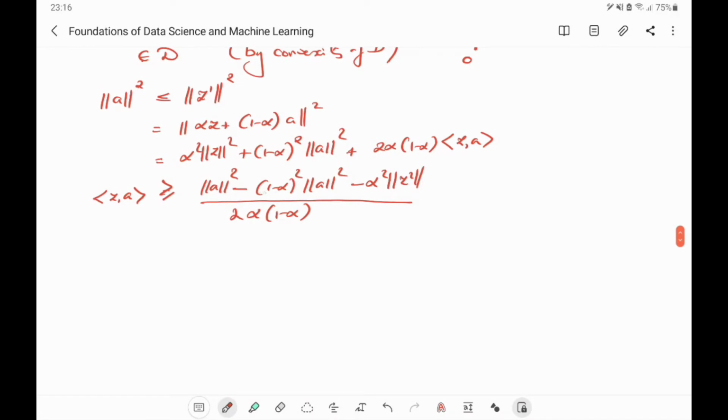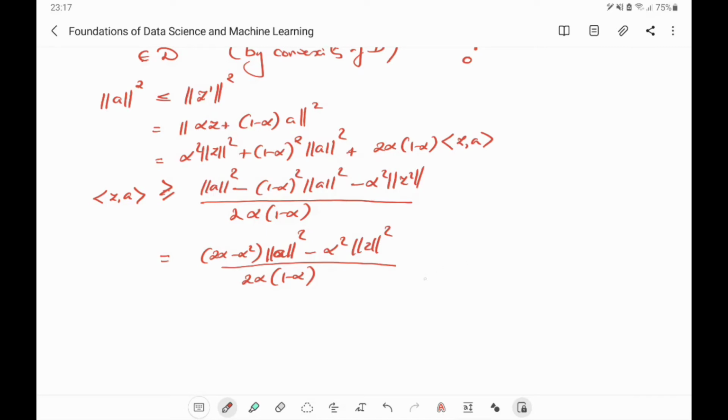Now you have a common norm of A squared here, and it is 1 minus 1 minus alpha the whole squared. You can verify that this is actually 2 alpha minus alpha squared, because 1 minus alpha the whole squared is 1 minus 2 alpha plus alpha squared, there is a minus here, and that 1 cancels out. So we get 2 alpha minus alpha squared times norm of A the whole squared, minus alpha squared norm of Z squared, divided by 2 alpha into 1 minus alpha.